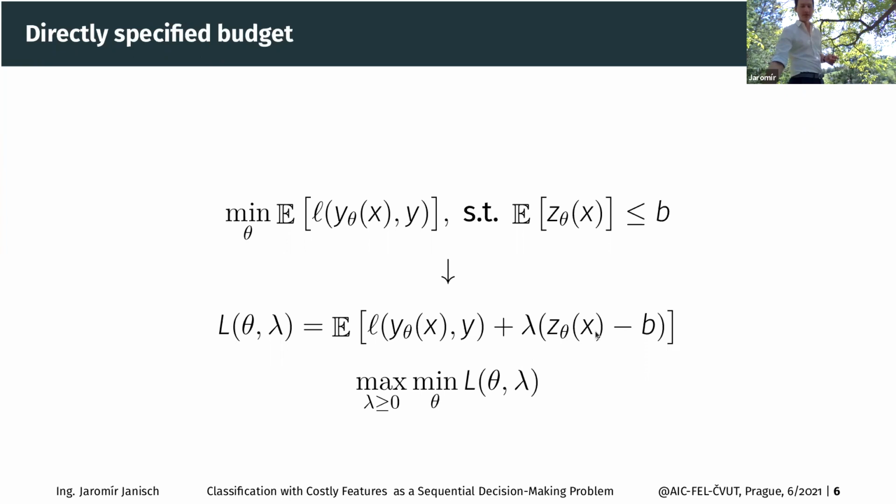So the function is very similar to what we did before, but there is some slight change here. That's the lambda scaled cost of the sample minus the budget. And if you find a saddle point of this function by maximizing lambda while minimizing theta, then you arrive at some fixed point of the function, and it can be proved that this point is the optimal solution for the original problem. So inspired by, yes, hello?